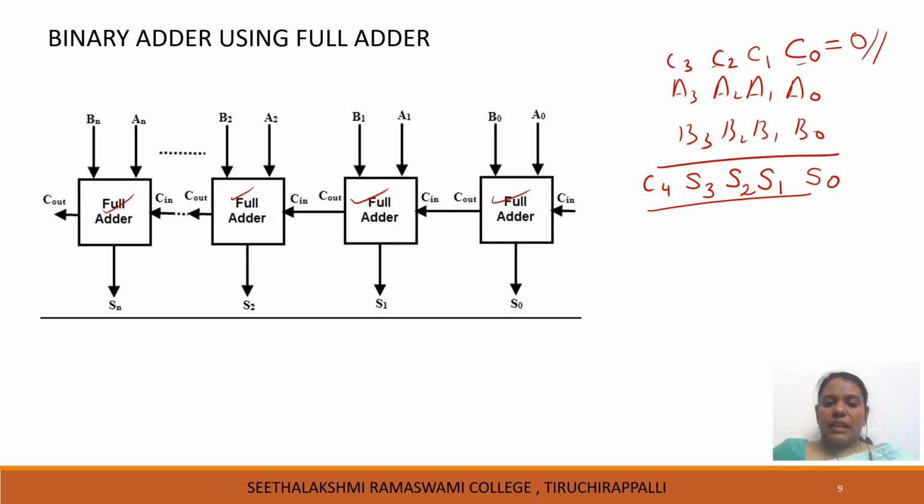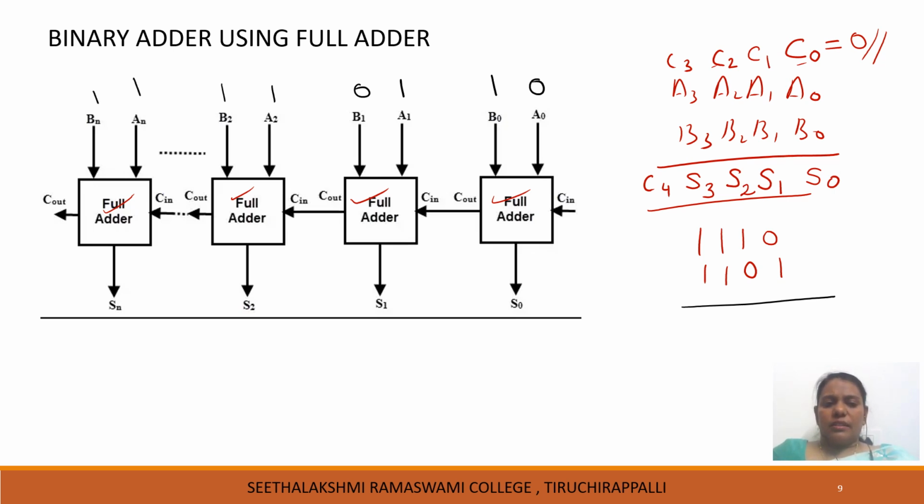So let us have an example and see how it works. So 1110 along with 1101. So now you could see that A0 is 0, B0 is 1, A1 is 1, B1 is 0, A2 is 1, B2 is 1, A3 is 1, B3 is also equal to 1.